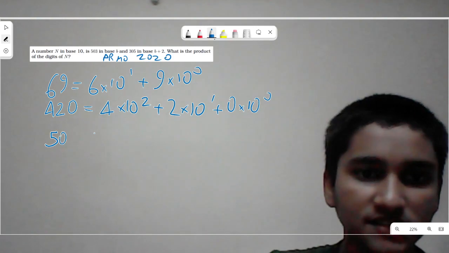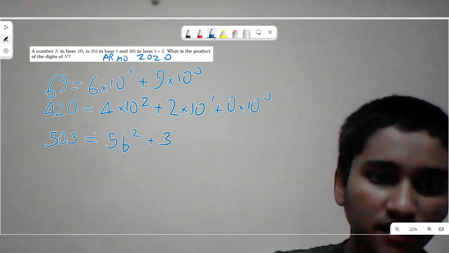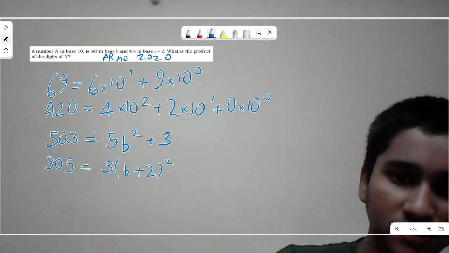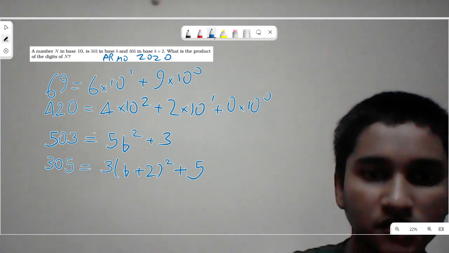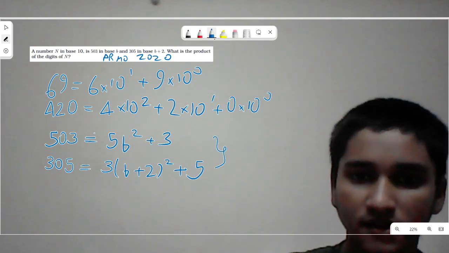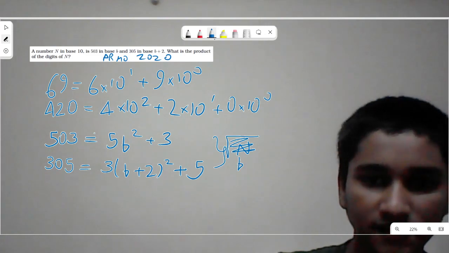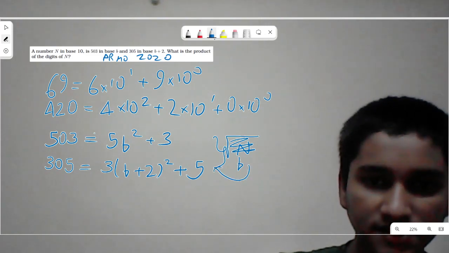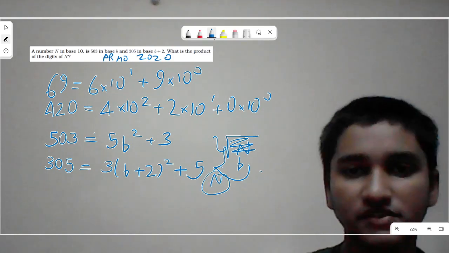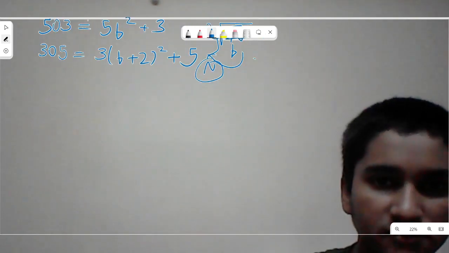So we will be writing 503 as 5 times b square plus 3. Similarly, the 305 in base b plus 2 as 3 times b plus 2 whole square plus 5. Now, of course, these two ultimately represent the same number, right? So we will have to equate them and then evaluate b. Plug in b in any of these, then we will have n, and when we get n we can simply calculate the product of the digits. So just quickly do it.